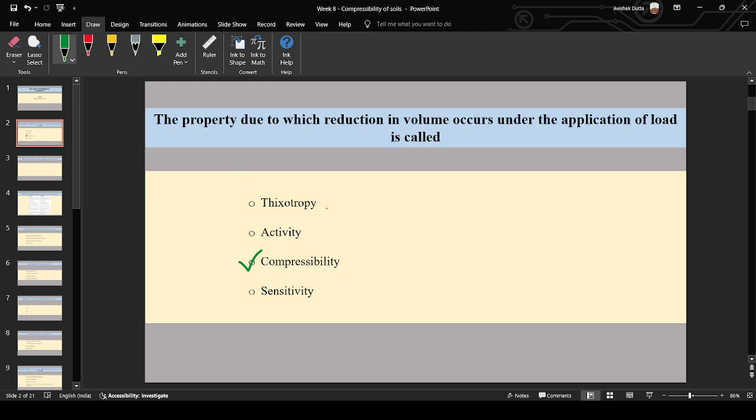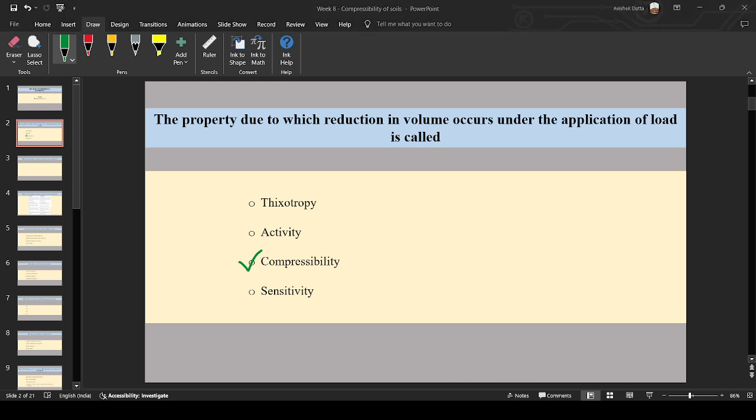In this question, the property due to which reduction in volume occurs under application of load, the answer is compressibility. It can be of two types: compaction or consolidation. We'll see further in detail. So this is the answer to the first question. I'll go to the next question.